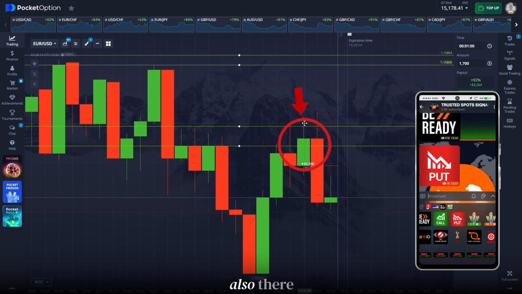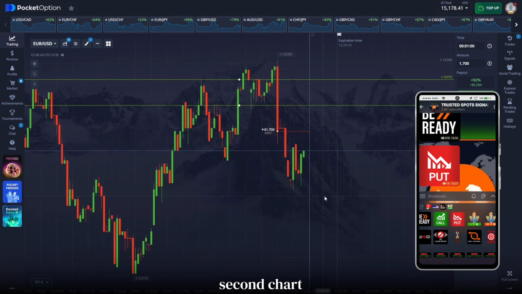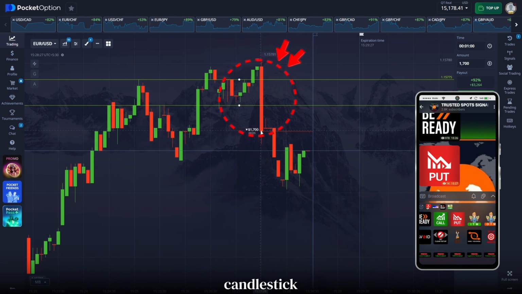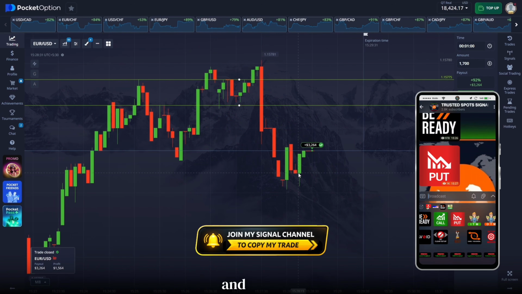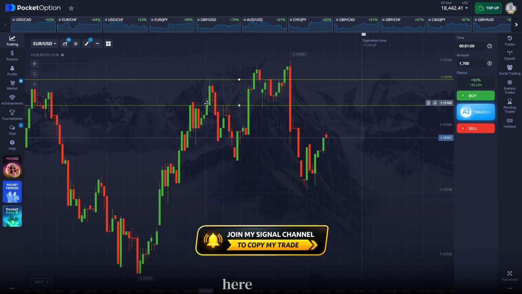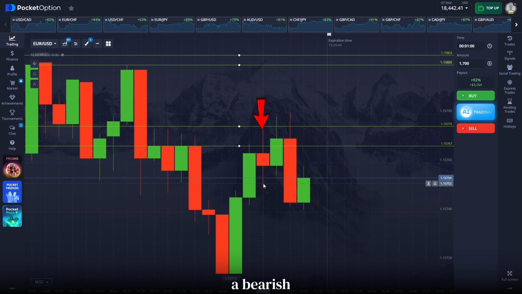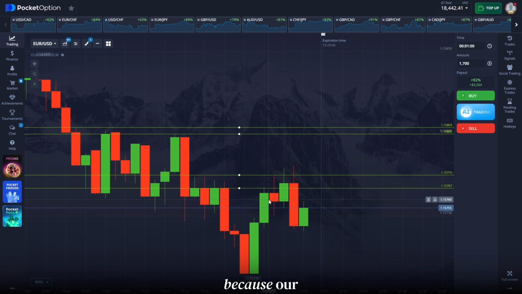And here also there was no breakout from this resistance zone, so reversal was required. And I waited for a confirmation here as well. On 5-second chart, we got strong candlestick confirmation that broke the recently rejected support level. And here we booked profit because our analysis was correct. Our analysis was correct here as well because the 1 minute candle closing was a bearish candle, but we lost the trade because our entry point was below the closing level.